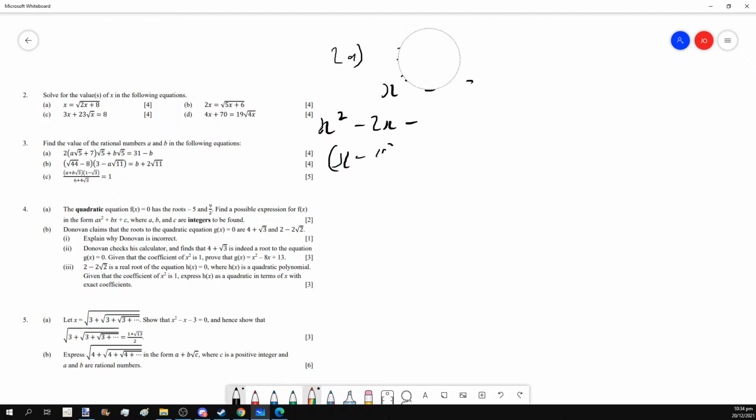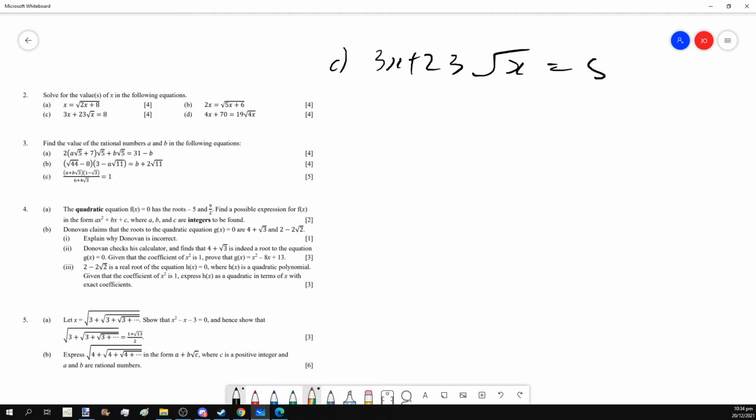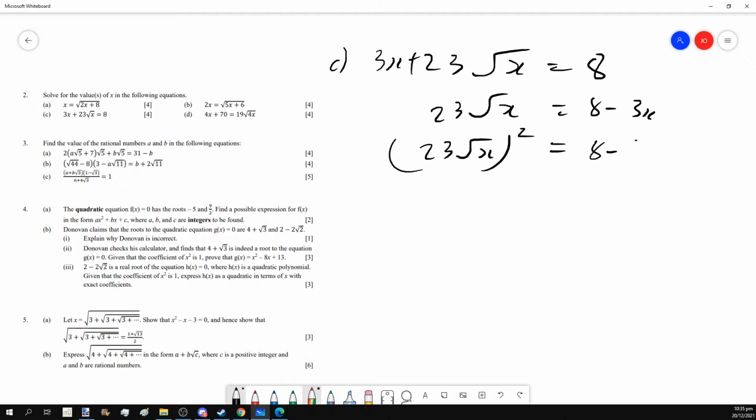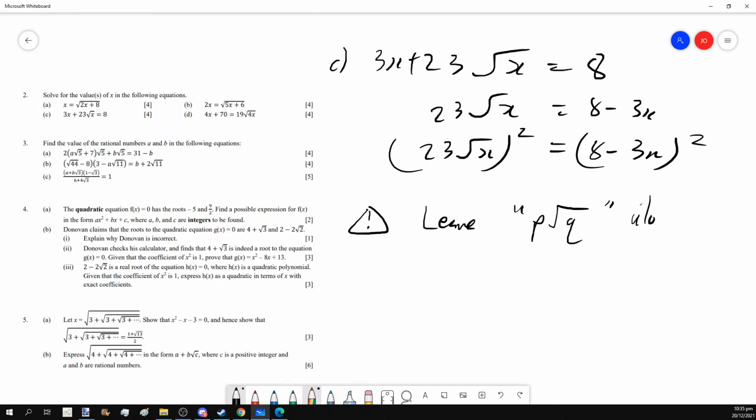Alright, now the second problem over here is somewhat straightforward, part B, so I will leave that to you as an exercise. For part C, we are given 3x plus 2√3x... root x equals to 8. Over here, we will make 2√3 root x the subject, and once we have this, we will then square both sides, like so. We will square both sides in order to get rid of the square root. However, this is a bit of a danger zone. You must leave the square root as the subject of the equation.